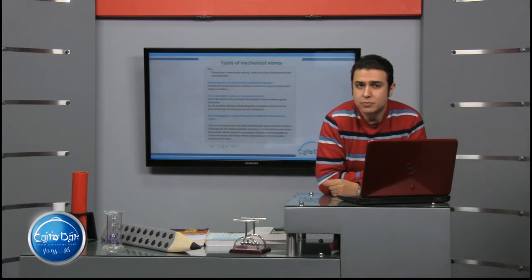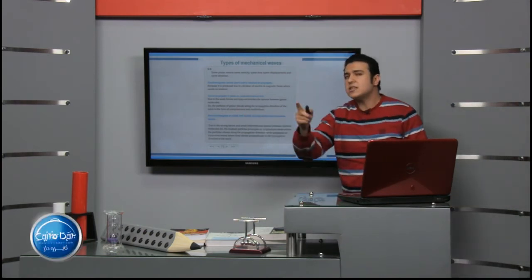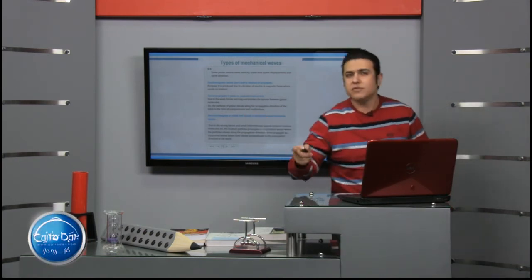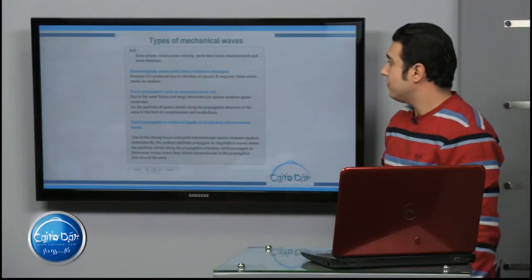Also, we have very important give-reason questions. The first question: electromagnetic waves don't need a medium to propagate. Why? Because electromagnetic waves are produced due to the vibration of two fields, an electric field and a magnetic field, and these two fields are perpendicular to each other. So they don't need a medium to propagate. That's for the first question.